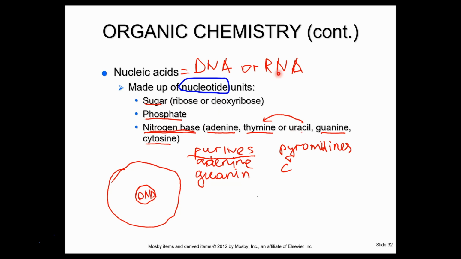Okay, so you have these nucleotides that join with each other and form this helix. DNA is represented by the double helix, and RNA is just one strand of the nucleic acid, just one strand, whereas DNA is a double strand. Okay.